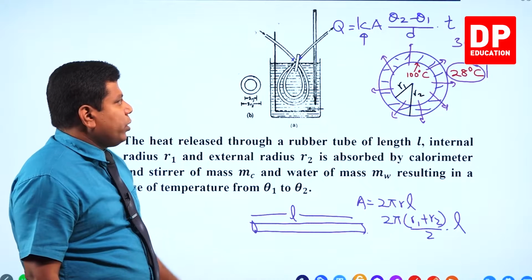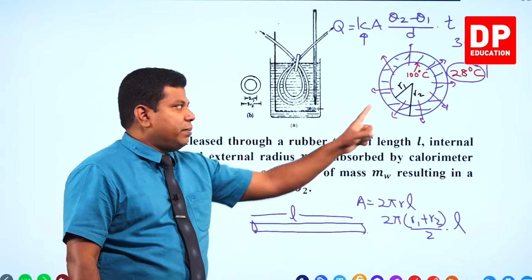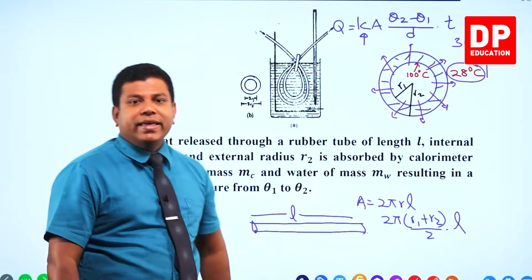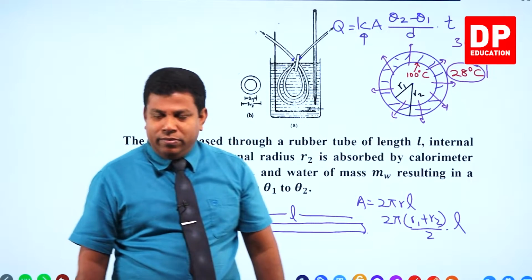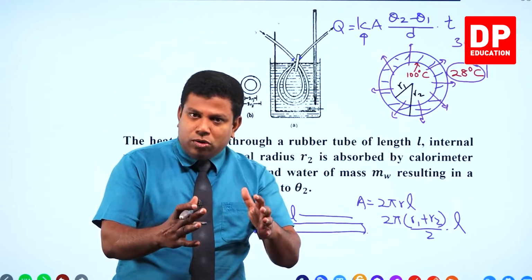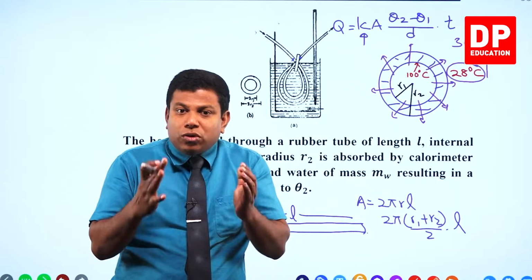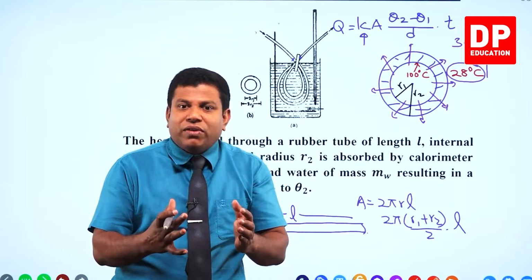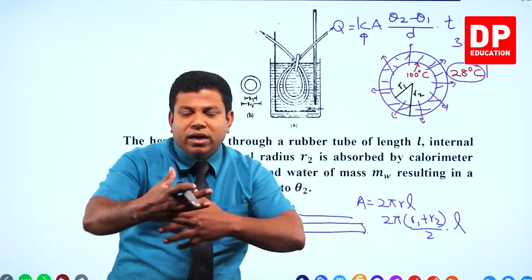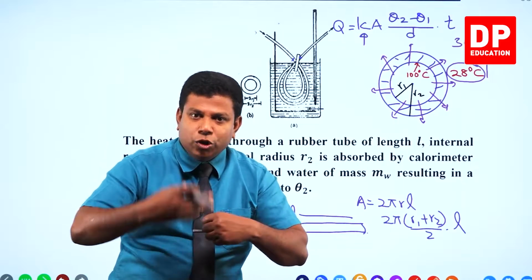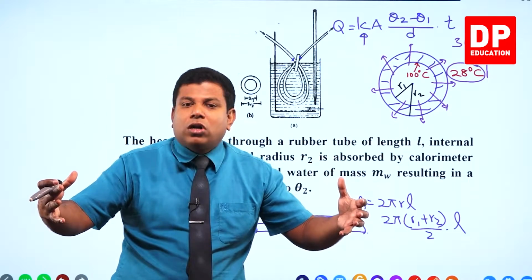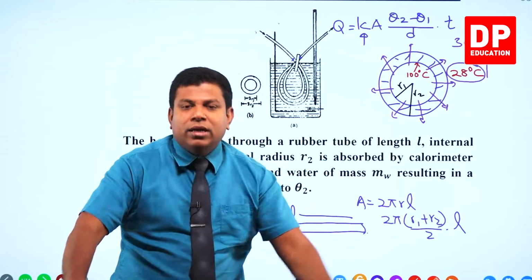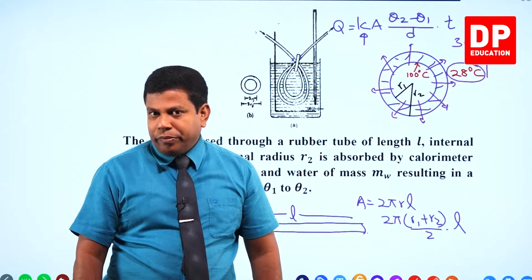Theta 1 and theta 2 you can measure with this thermometer: the initial temperature of water, and the temperature when you are ending the experiment. T is the time it has taken. Only K is the unknown. So this is the quantity of heat that has been transferred from the steam to the water and calorimeter through the rubber tube.